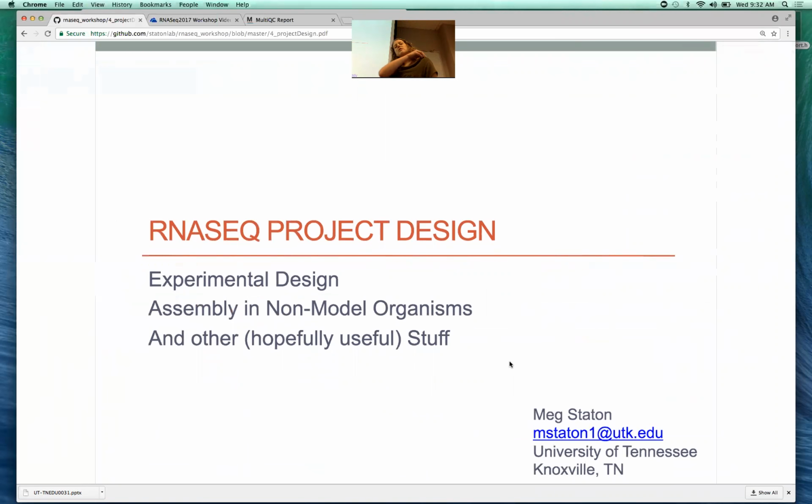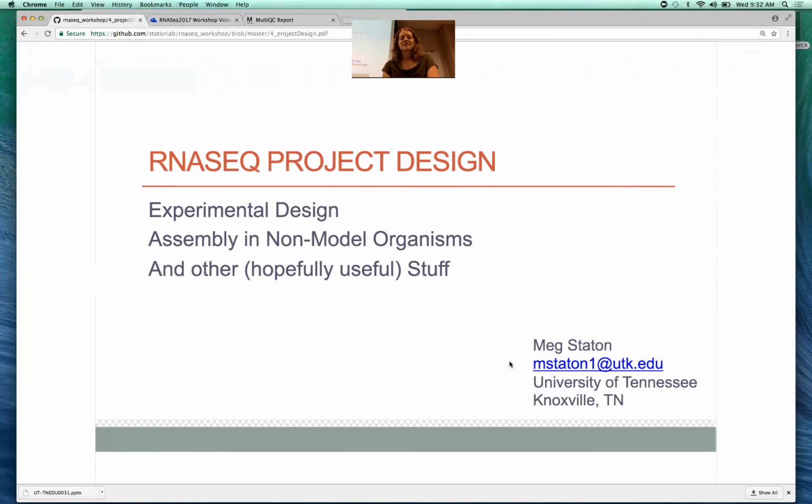Okay, so I'm going to give you a little bit of background about project design. A lot of these questions came up yesterday, so we've covered some of this material, but I think this will be of interest to many of you.